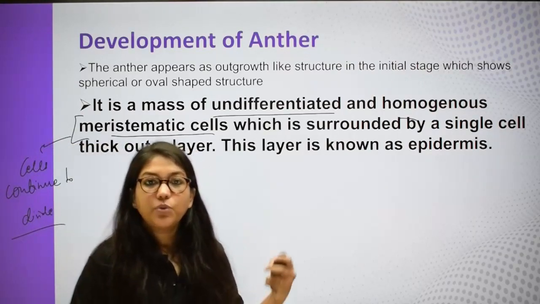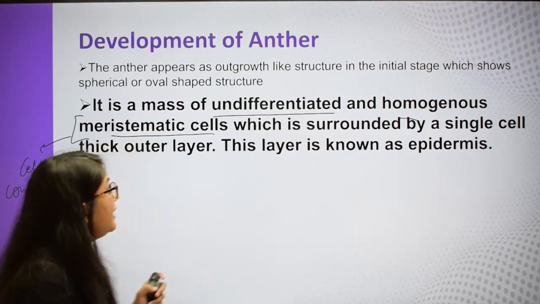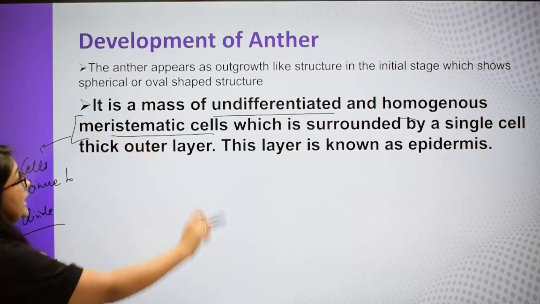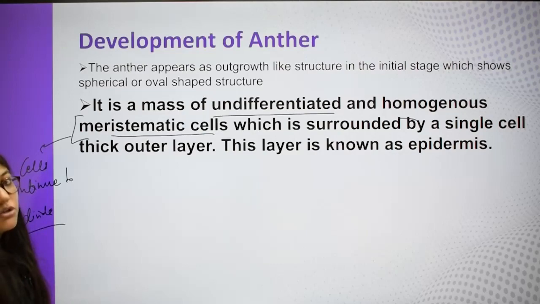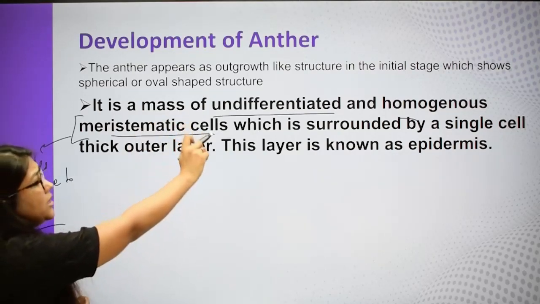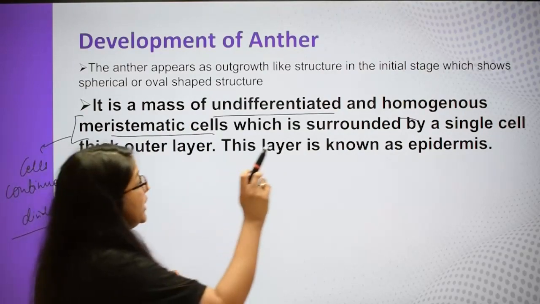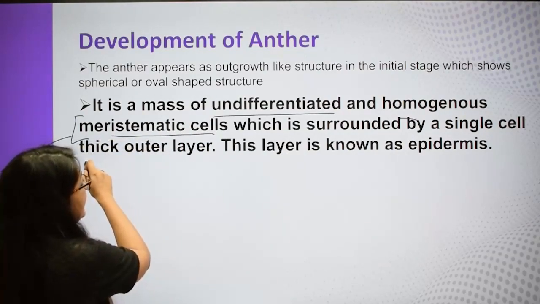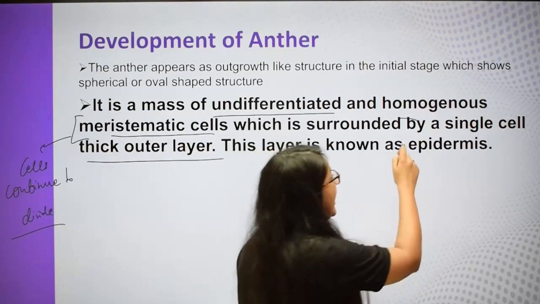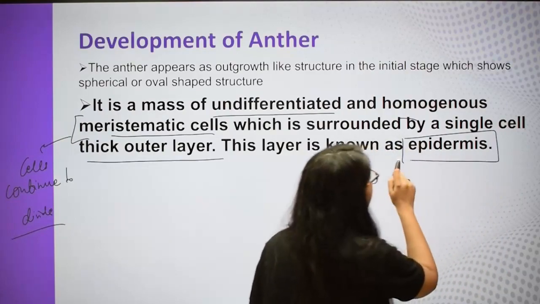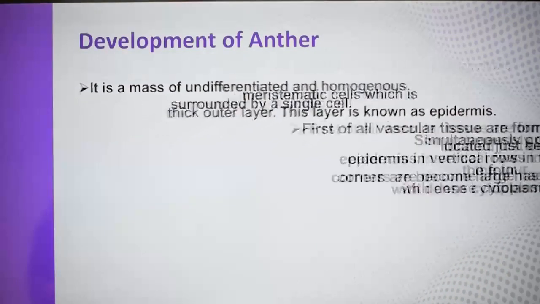What are the 2 major types of tissues? Meristematic tissue and permanent tissue, right? So the initial outgrowth-like structure that we are seeing is nothing but a mass of undifferentiated and homogeneous meristematic cells which is surrounded by a single cell thick outer layer. And what is this single cell thick outer layer called? Epidermis. Okay, it is called epidermis.